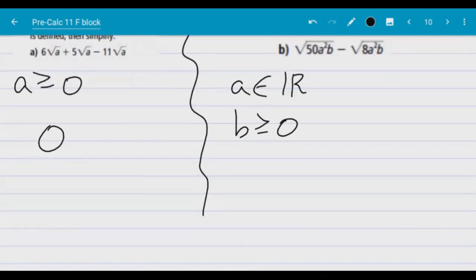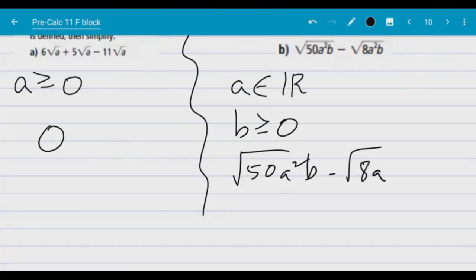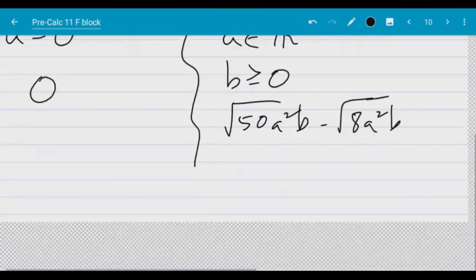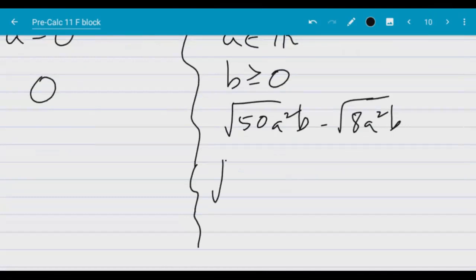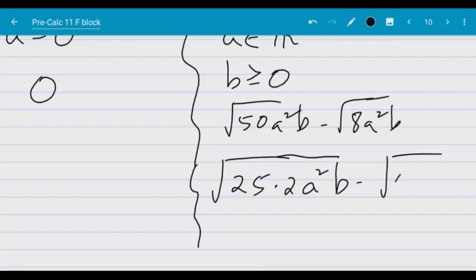Let's take out the values that we can be taking out of the 50 and the 8. So root of 50a squared b minus root of 8a squared b. For 50, we can have 25 times 2a squared b, minus, for 8, it could be 4 times 2a squared b.